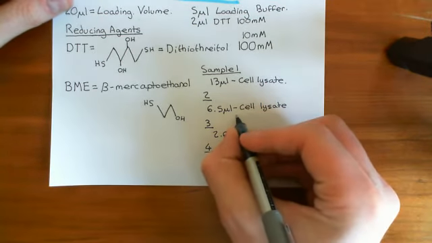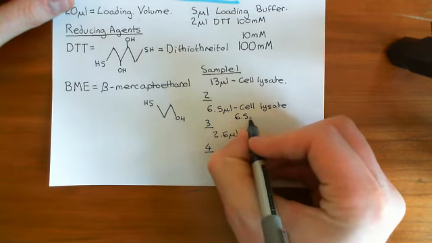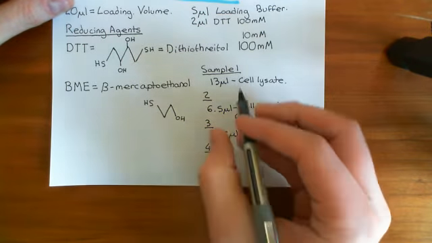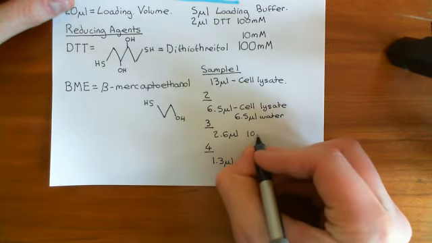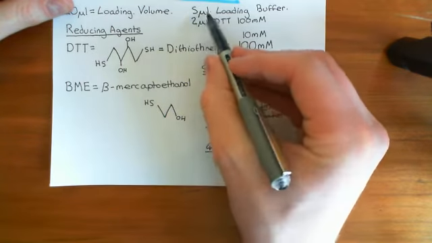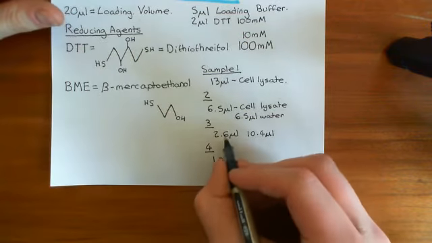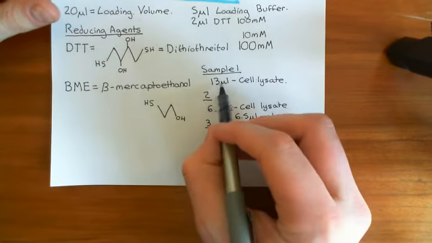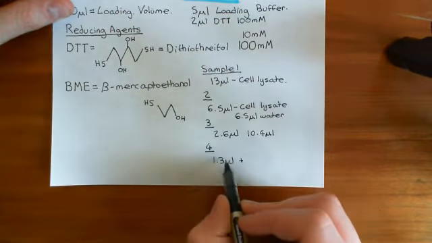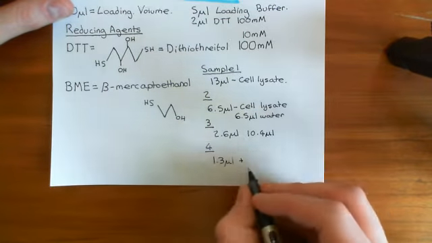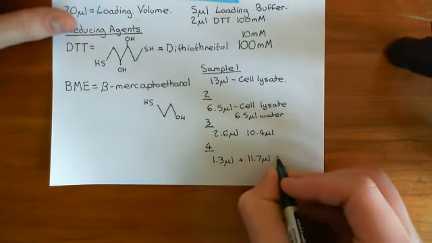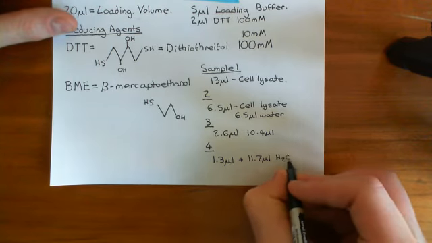So in sample 2 we'll obviously have to add 6.5 microliters of water. In sample 3 how much will we have to add? Well, we're going to have to add 10.4 microliters to take up the entire volume, up to 20. I'm just trying to make these two add up to 13. And finally, for this one, what do I need to add to 1.3 to get 13? Well, it's going to be 11.7 microliters of water again. So I'll just put H2O.